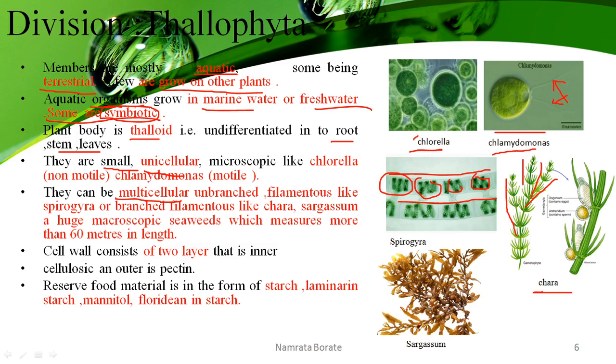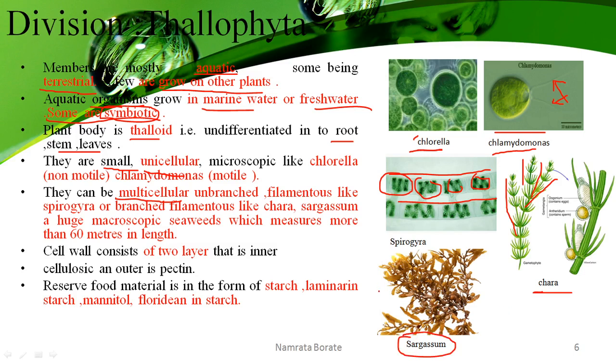And some organisms are huge, meaning they are very large in size. They are macroscopic, meaning they can be seen by the naked eye. These organisms are the seaweeds, and an example is Sargassum, which is nearly 60 meters in length.